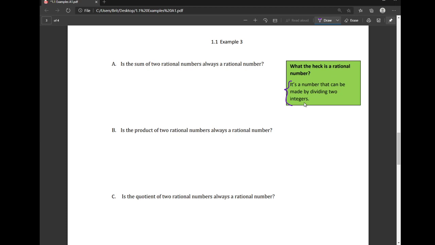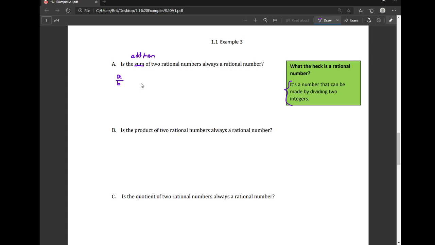So let's start with part A. Part A is asking about a sum. That means that we are adding together our two rational numbers, so I'm going to add together two fractions. My first rational number, I don't want to specifically say what it is, so I'm going to talk about it in terms of variables. It is a number divided by a number.